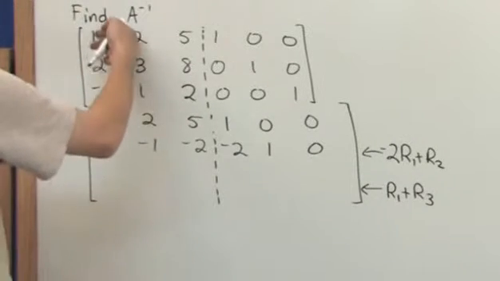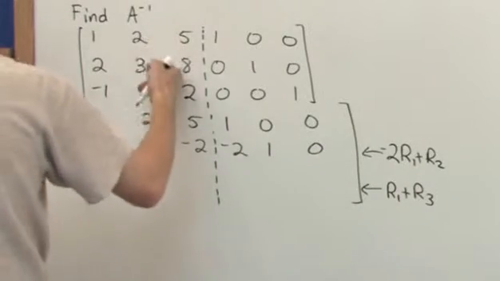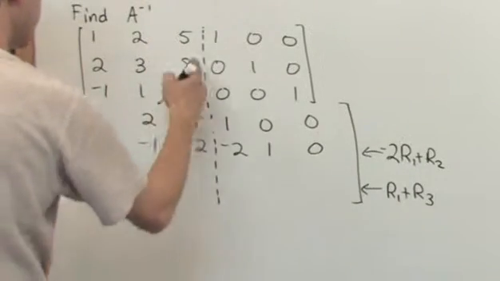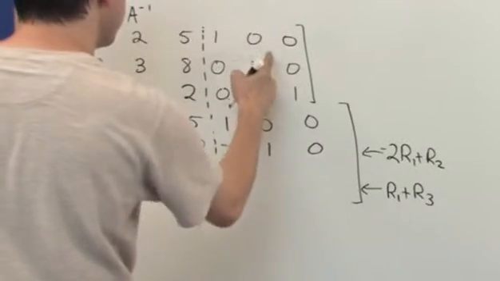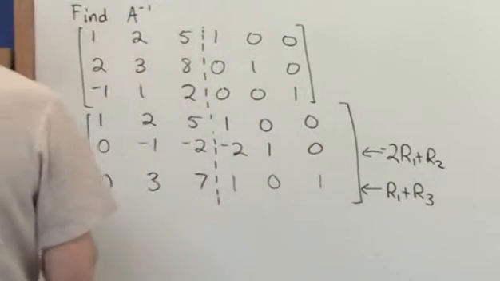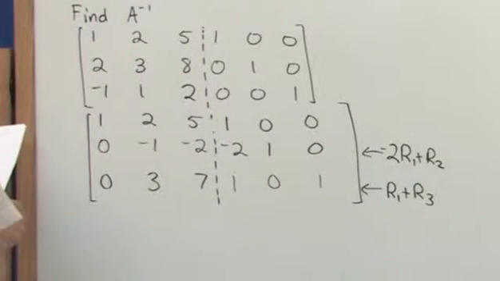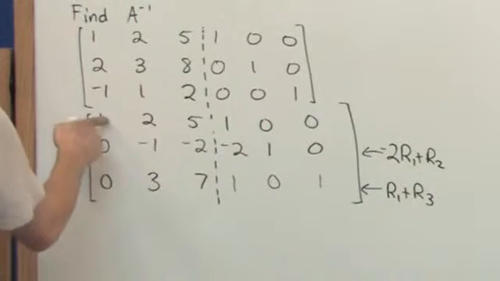And finally, for the last thing, I'm just going to take this row and add it to this one. So 1 plus negative 1 is 0. 2 plus 1 is 3. 5 plus 2 is 7. 1 plus 0 is 1. 0 plus 0 is 0. 0 plus 1 is 1. So I've made a good leap of faith early on, and I've done well for myself because I've got 0s down here and I've got 1 over here.